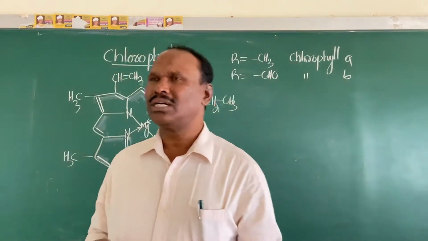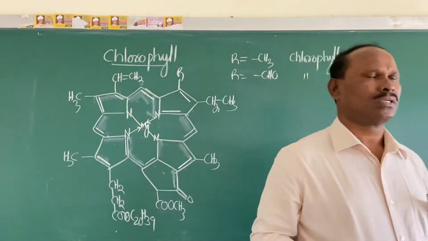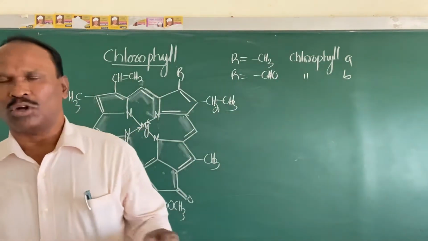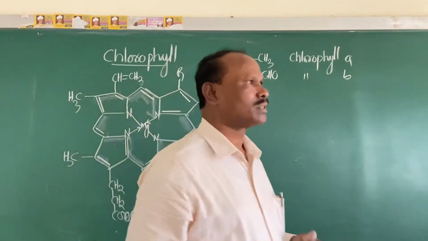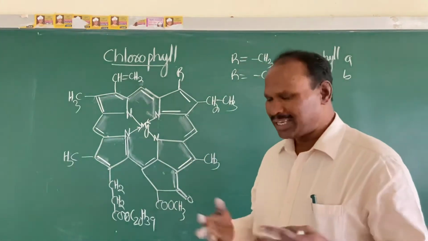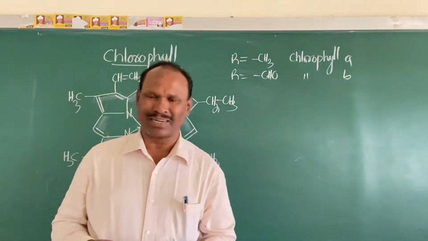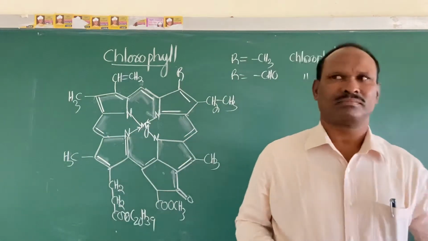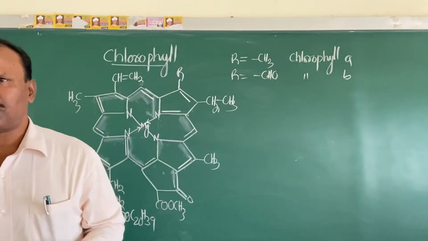And you have also learned the metalloporphyrins, and you have also learned the hemoglobin. Now today, in continuation with that, we shall see the chlorophyll. Chlorophyll is the green pigment that is present in plants, and it is an essential component for the plants to prepare their food.